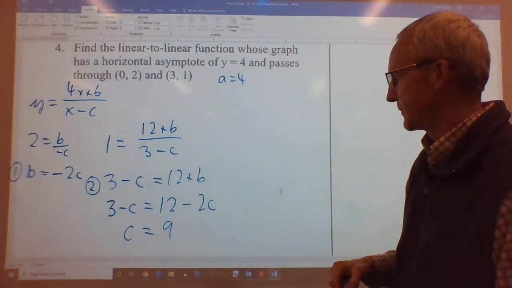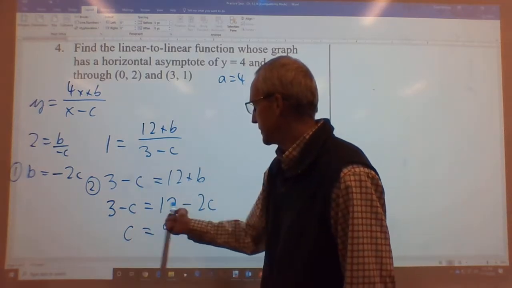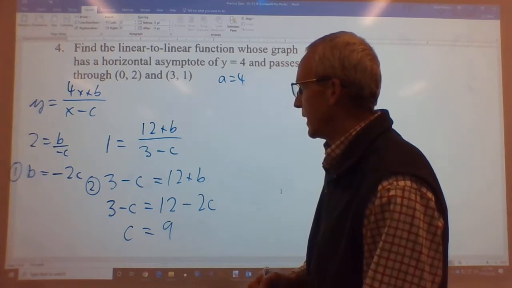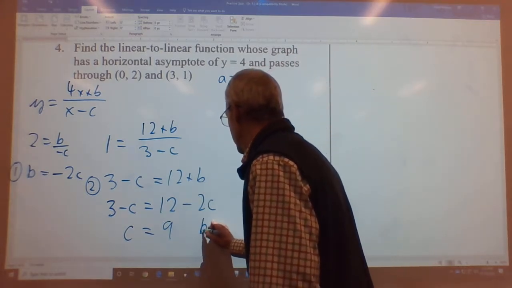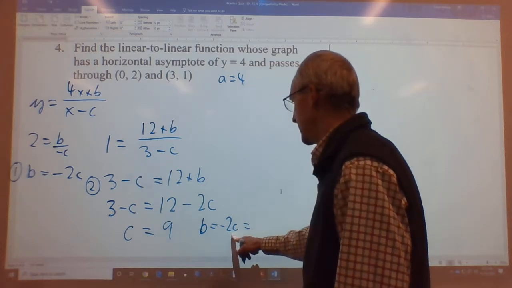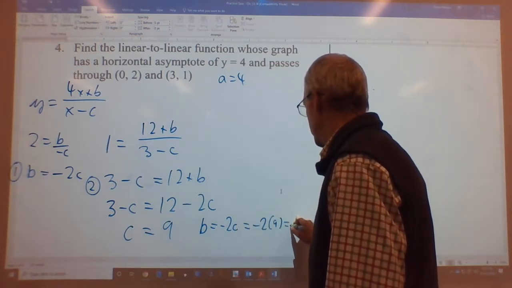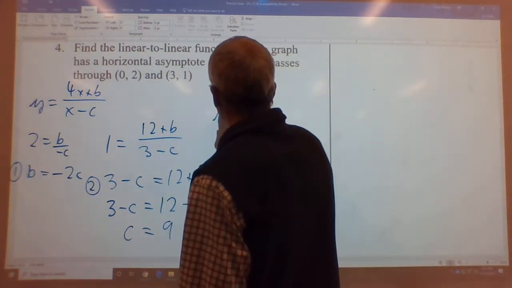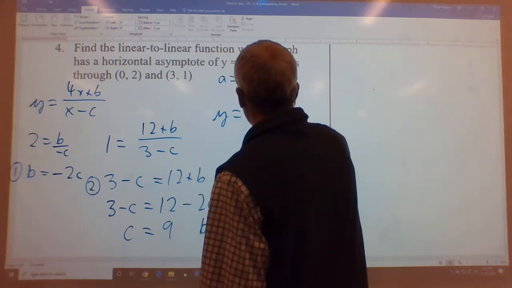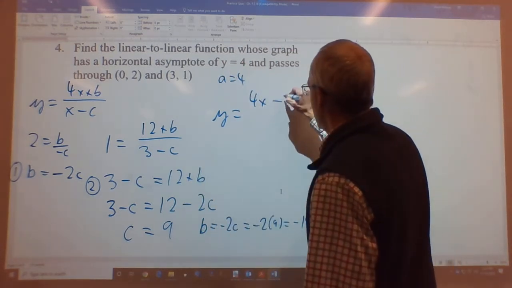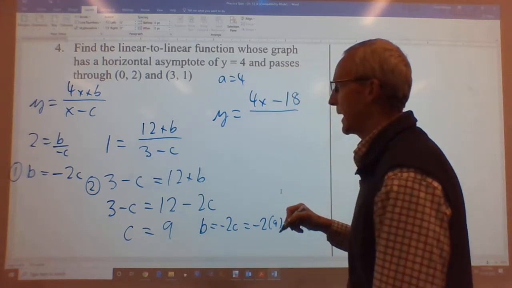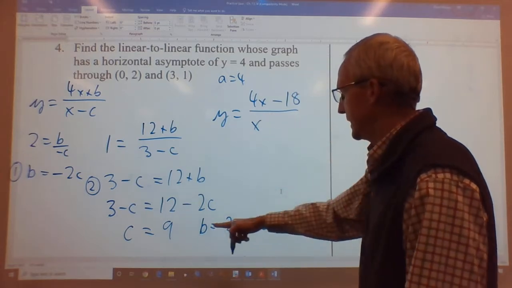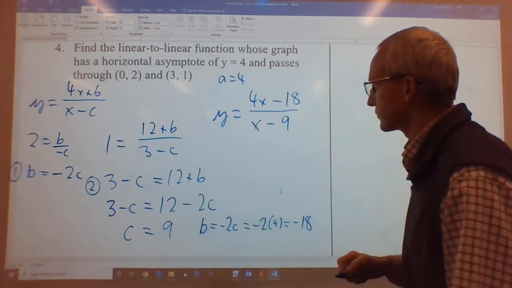Oh wow, that worked out really nice. Add 2c, minus c is 1c. 12 minus 3 is 9. Yeah, okay, so c is 9. If c is 9, b is negative 2c, which is negative 2 times 9, which is negative 18. All right, now we're done. Now we write our function. So y is equal to (4x minus 18) divided by (x minus 9), since c is 9.